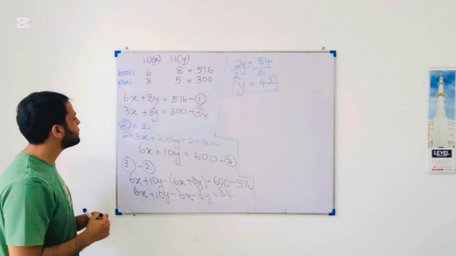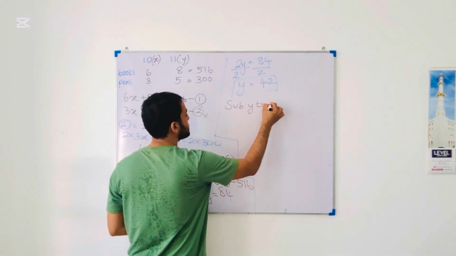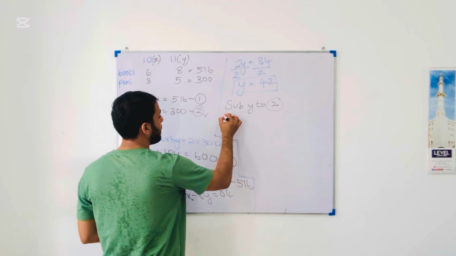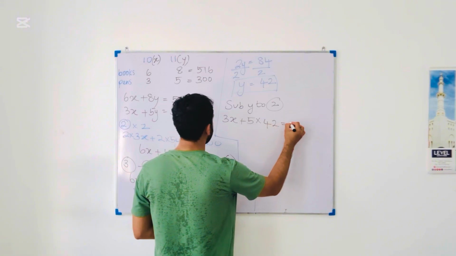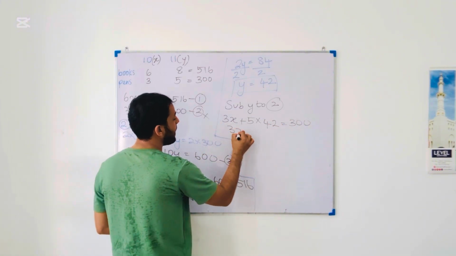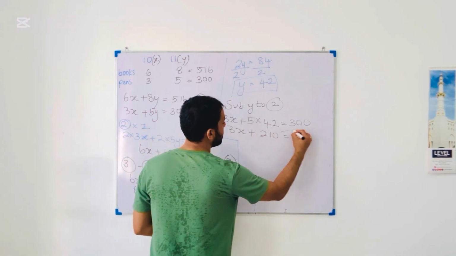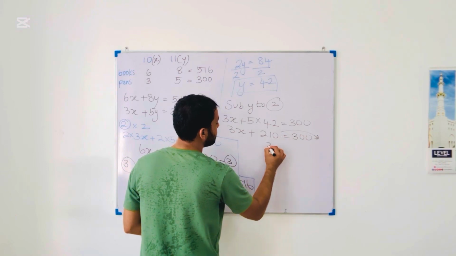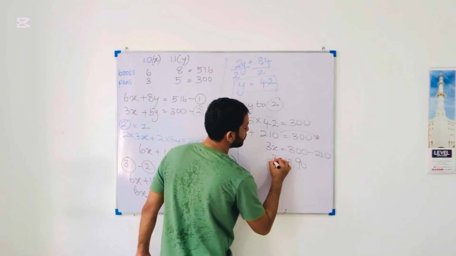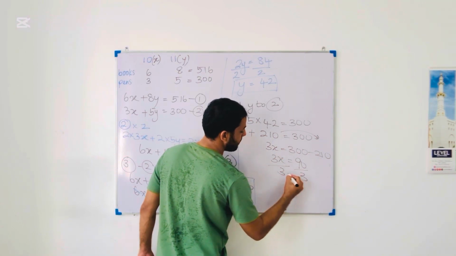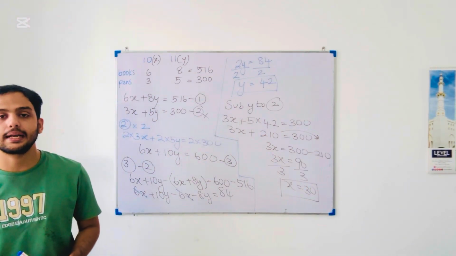Now to find the number of grade 10 students, I'll use the second equation. Substitute Y into the second equation: 3X plus 5Y, and I know the value of Y is 42, equal to 300. So 3X plus 5 into 42, that is 210, equal to 300. Take the 210 to the other side: 3X is equal to 300 minus 210, that is 90. Divide both sides by 3 and X is equal to 30. That is the number of students in the grade 10 class.